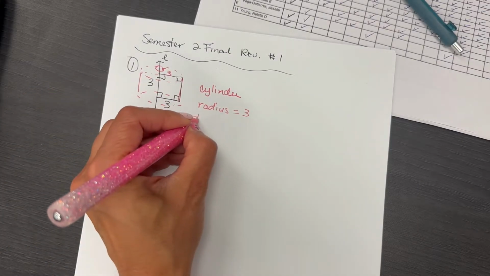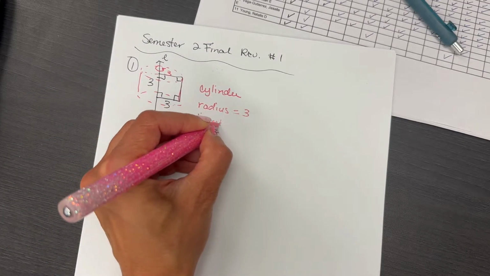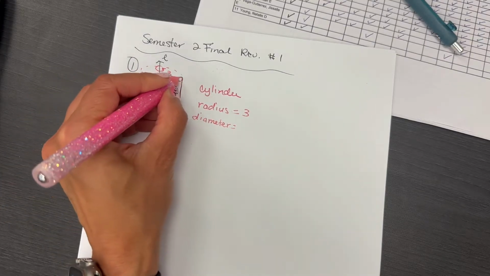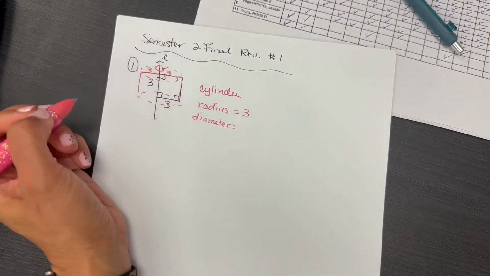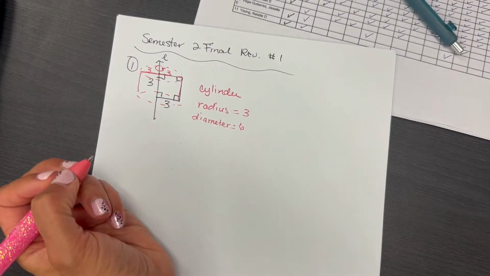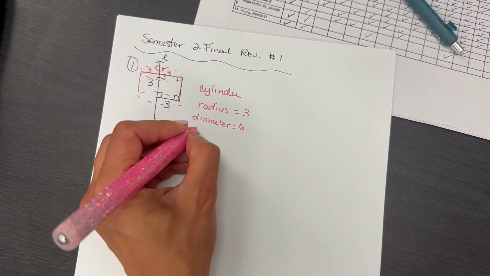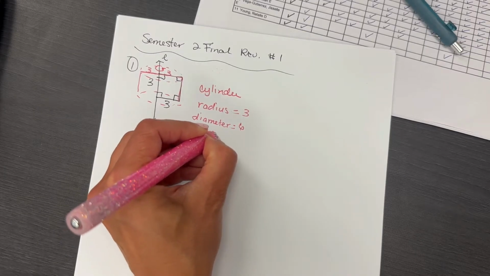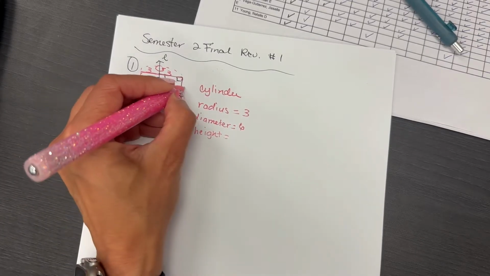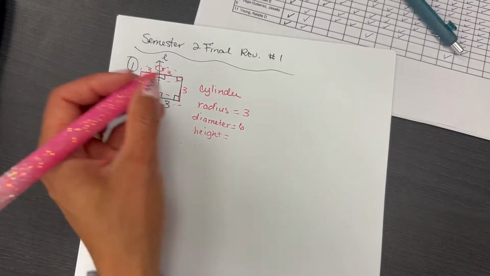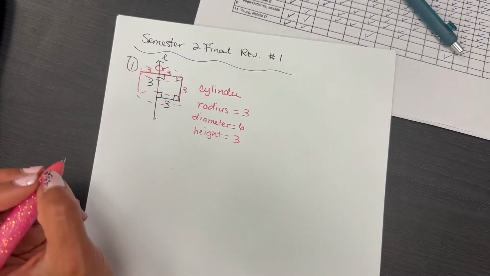Which means that the diameter, which would be all the way across the center of the circular base, from edge to edge, would be 3 plus 3, which is 6. Because remember, the diameter is always double the radius. Radius is always half the diameter. And the height, how tall this cylinder is, well, the sides of the square were all 3, so that's how tall the cylinder is as well.